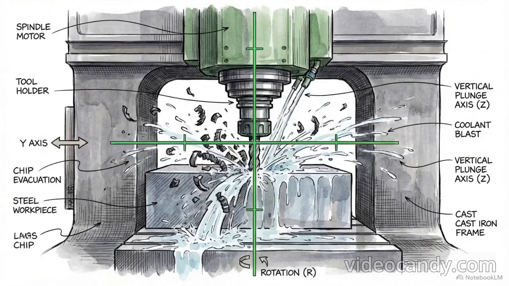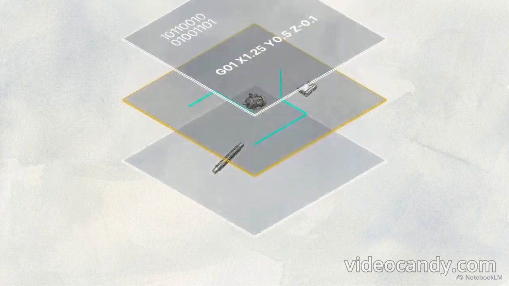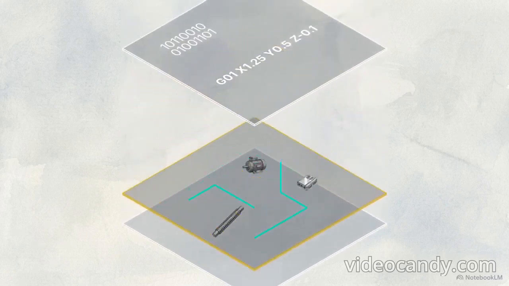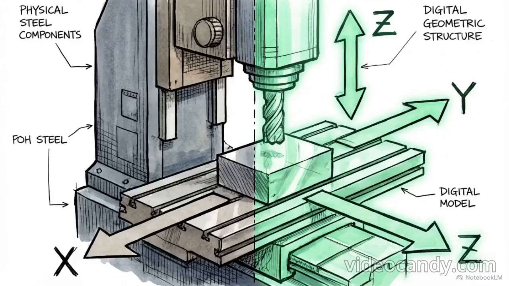The question is, how does heavy equipment, operating under massive physical strain, completely avoid drifting off its target coordinates? Extreme precision is not an inherent property of heavy metal casting. It is an engineered output, maintained by a strict, multi-layered electromechanical architecture.